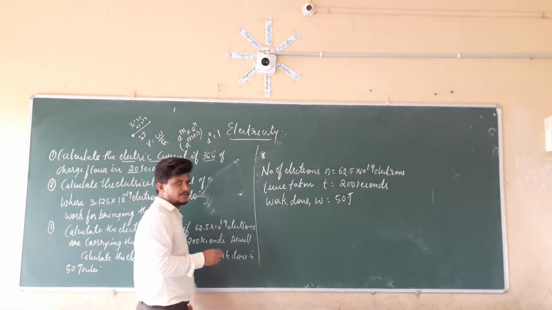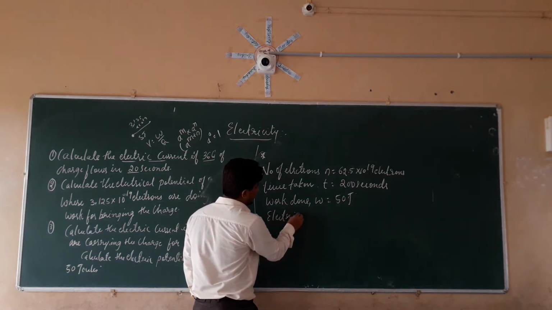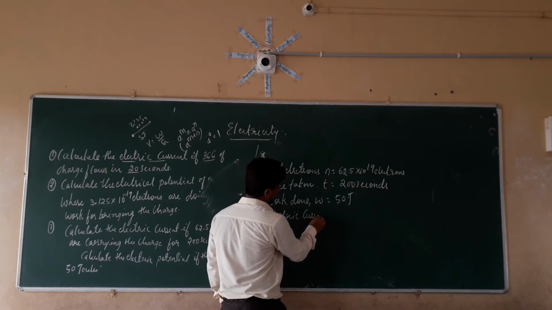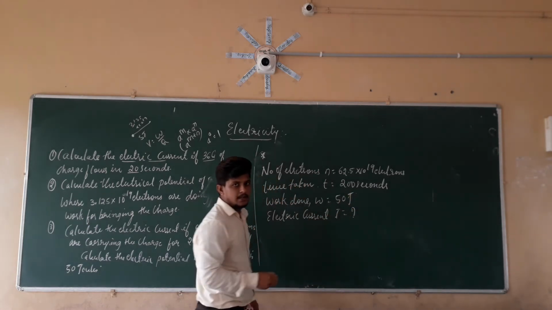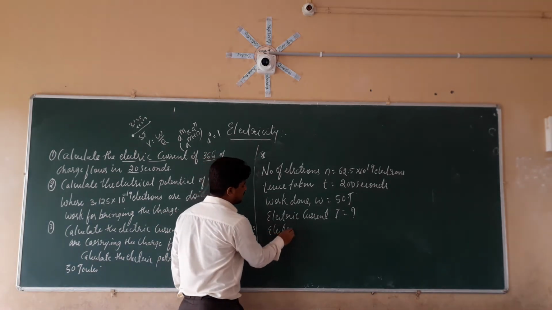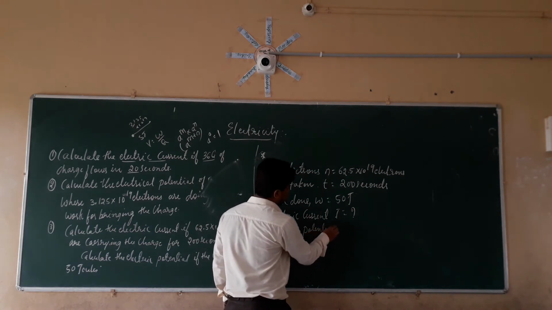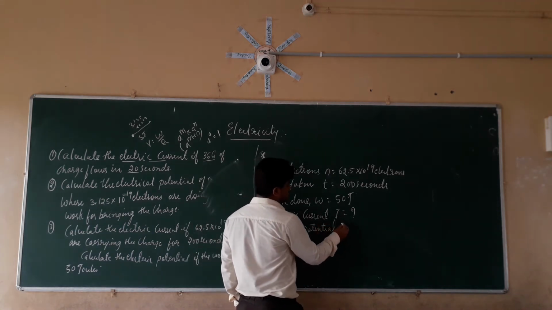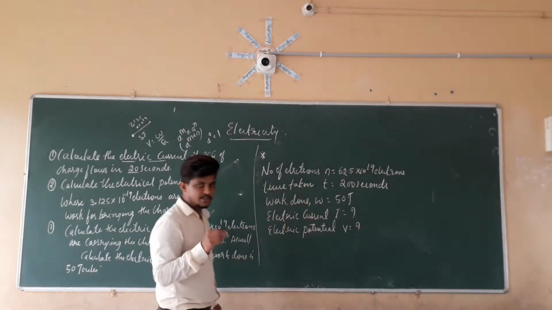So what we have to calculate here is, first, the electric current. Electric current is I equal to question mark. Next, what do we have to calculate? We have to calculate the electric potential of that point. So electric potential, V, is equal to question mark. We have to calculate electric potential as well.